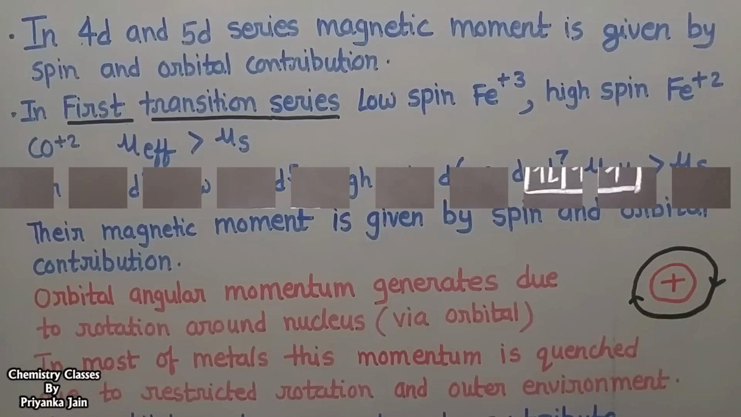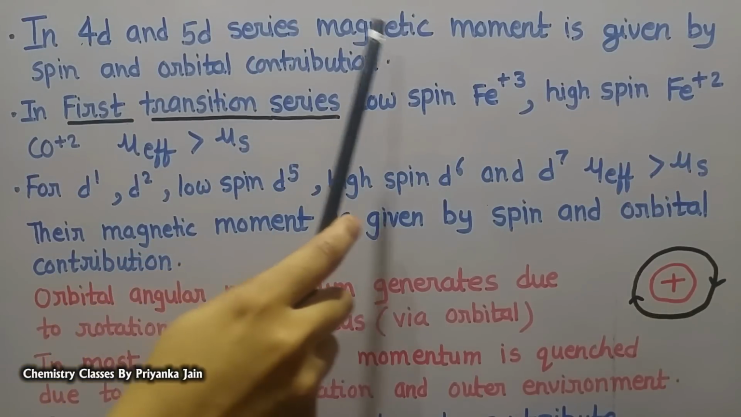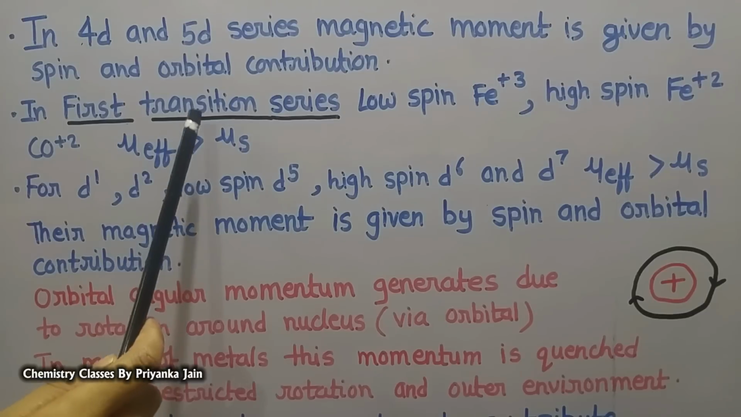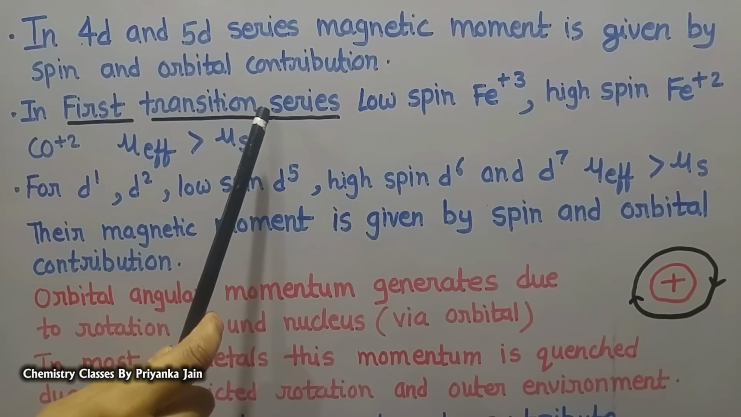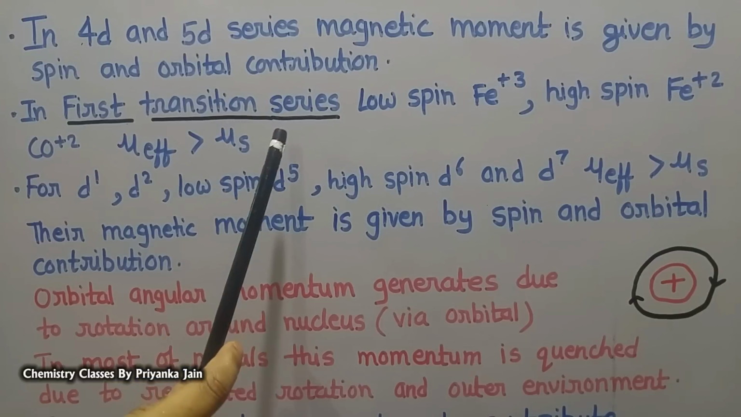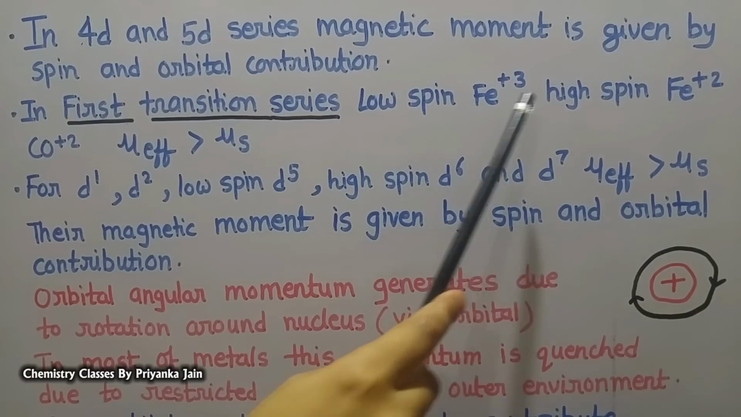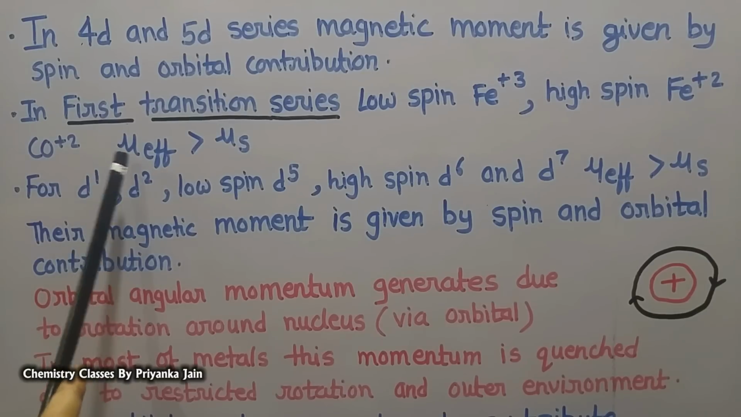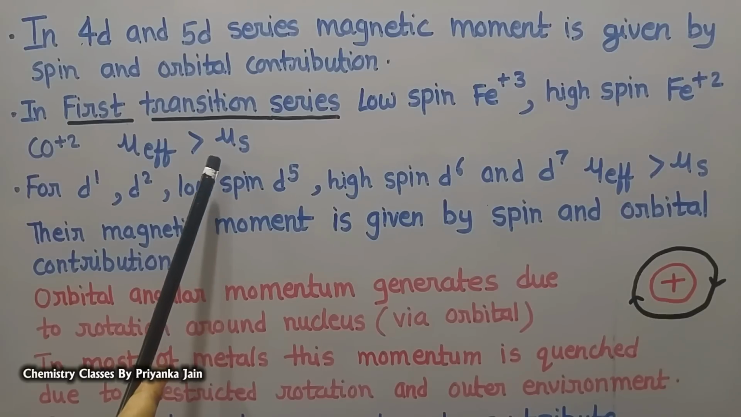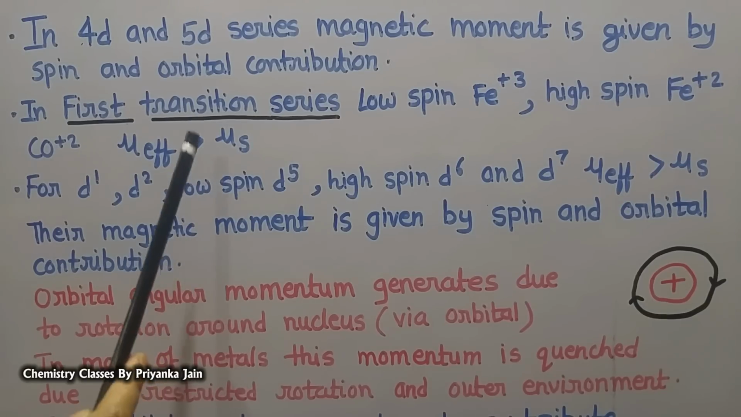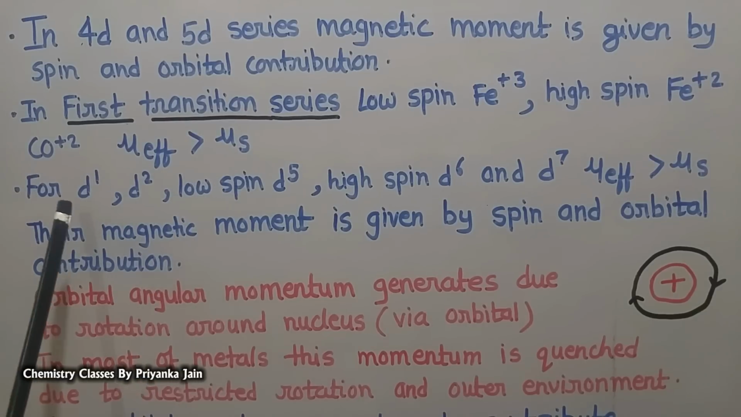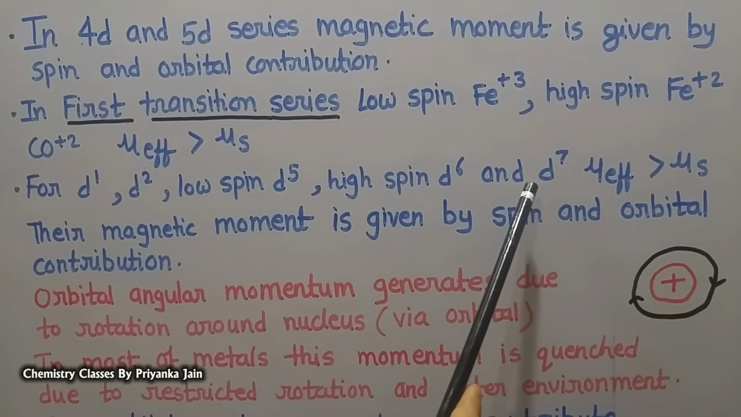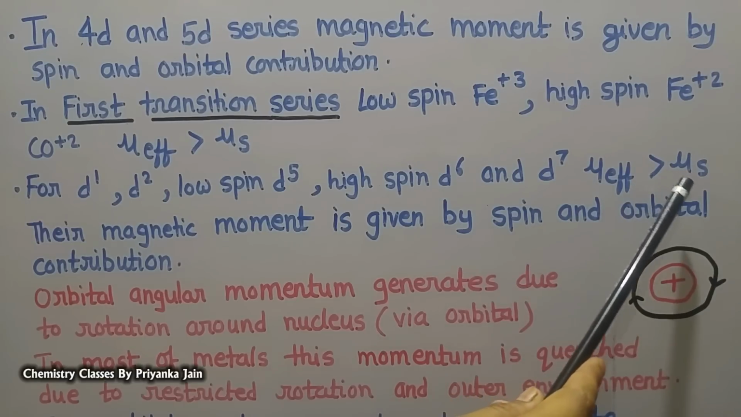and such a compound is highly paramagnetic. In the 4d and 5d series, the magnetic moment is given by the spin and the orbital contribution. But in the case of the first transition series, the magnetic moment is generally given by the spin-only formula. But there are some cases like low spin Fe3+ ion, high spin Fe2+ ion, Co2+ ion. In these cases, the mu effective, or the magnetic moment that is observed, is usually greater than the mu s. If we see the transition series carefully, then we find that for the d1, d2, low spin d5, high spin d6 and d7 complexes, mu effective is greater than the mu s.